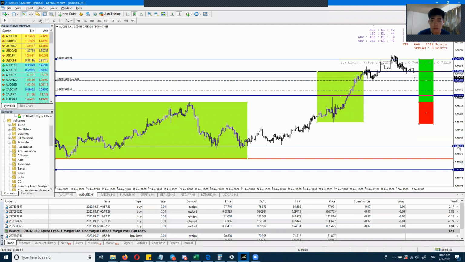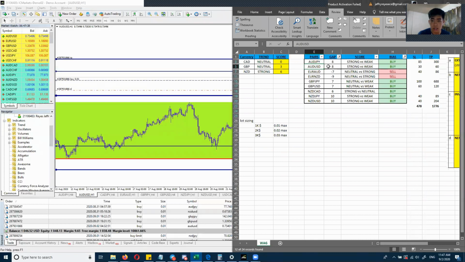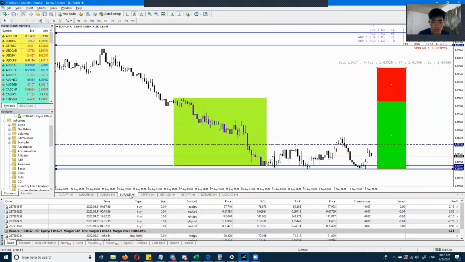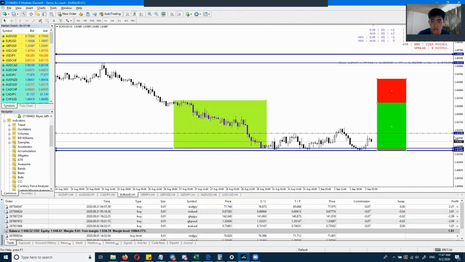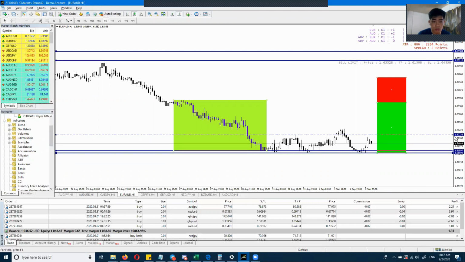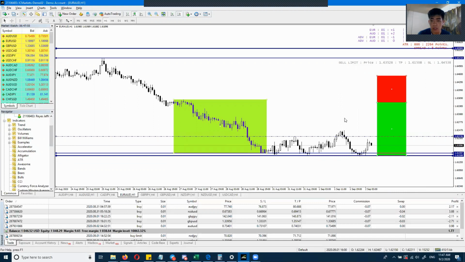So, meron na rin tayong position. AUD-USD. So, ayan lang natin siya sa buy. May bias pa. Then, Euro AUD sell. So, wala yung plan natin. So, maglalagay tayo dito ng order.